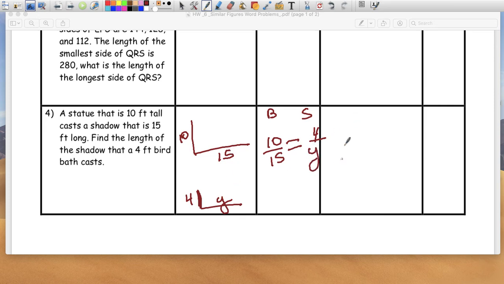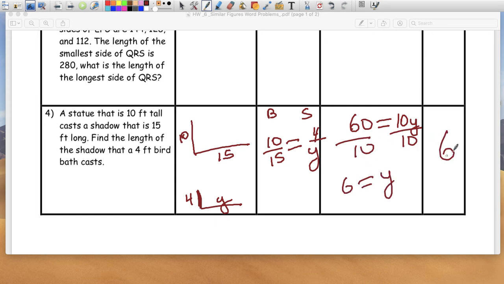And the small, the 10 corresponds to the 4, and the 15 corresponds to the y. Cross multiply, we get 4 times 15 is 60. y times 10 is 10y. Divide both sides by 10, and y equals 6. So the length of the shadow of the bird bath is 6 feet.